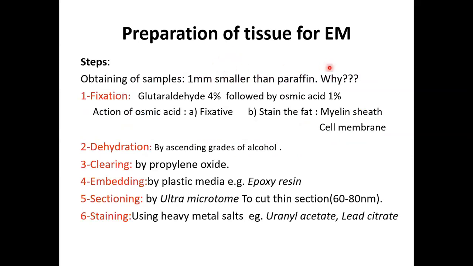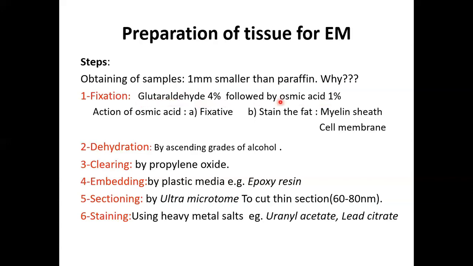Preparation of tissue for electron microscope. It follows the same rules of the paraffin technique, starting by sampling of tissues, 1 millimeter. It is smaller than paraffin and smaller than frozen. In paraffin, we take less than 1 centimeter, mostly 5 millimeter. In frozen, we have 2 by 2 millimeter. And in electron microscopic examination, we have a sample of only 1 millimeter, no more than 1 millimeter.